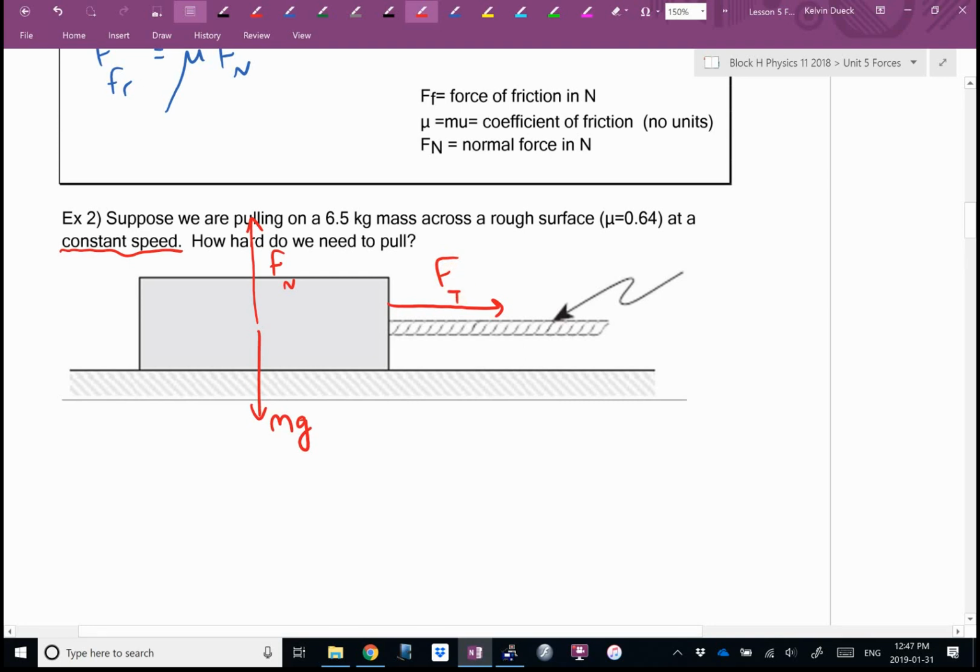I guess since it's a rope, I'll call it, you know what? Put a capital T there, tension, or put an F there. I don't care, whatever you want to call it. What else? Is there friction in this question? Yeah, because they said rough surface and they gave me a coefficient of friction. They told me how sticky the ground is.